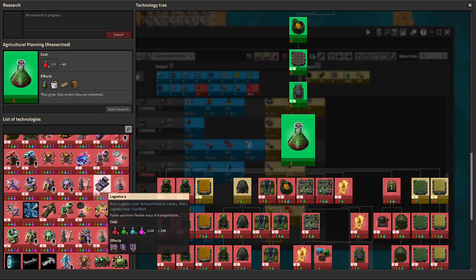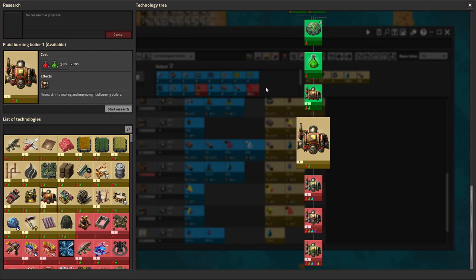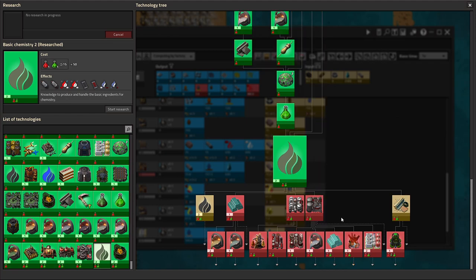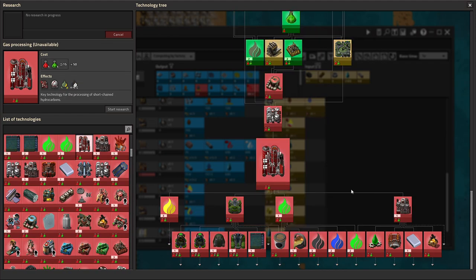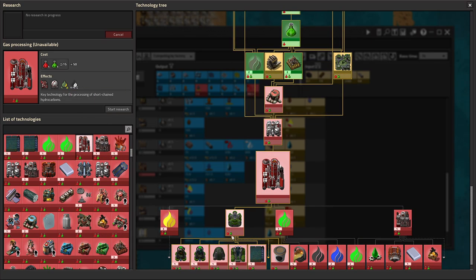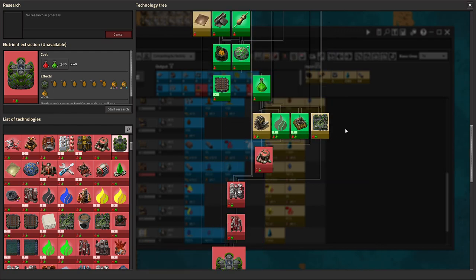Where was the beans at? I lost our way. Chemistry. There we go. Gas processing. And then this. Nutrient extraction. That's what we need. We need to head towards nutrient extraction.